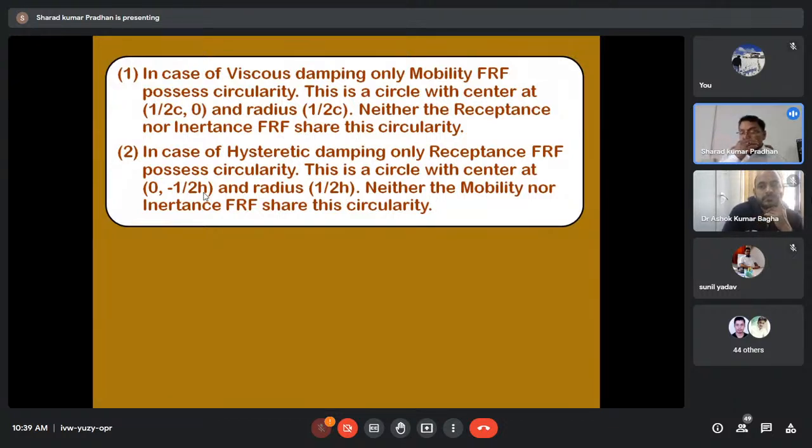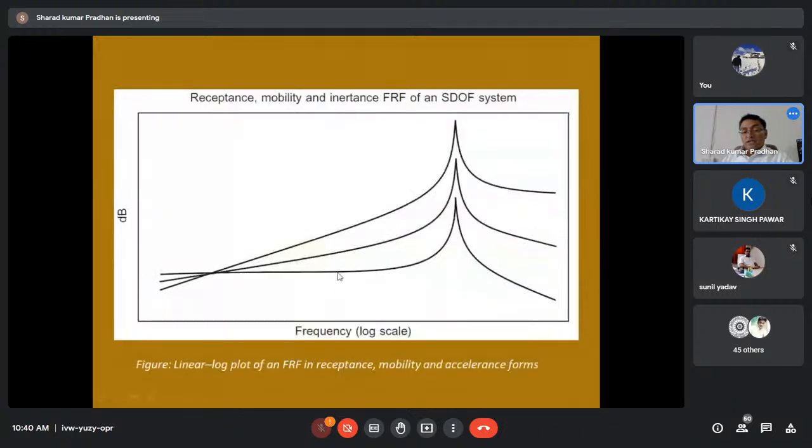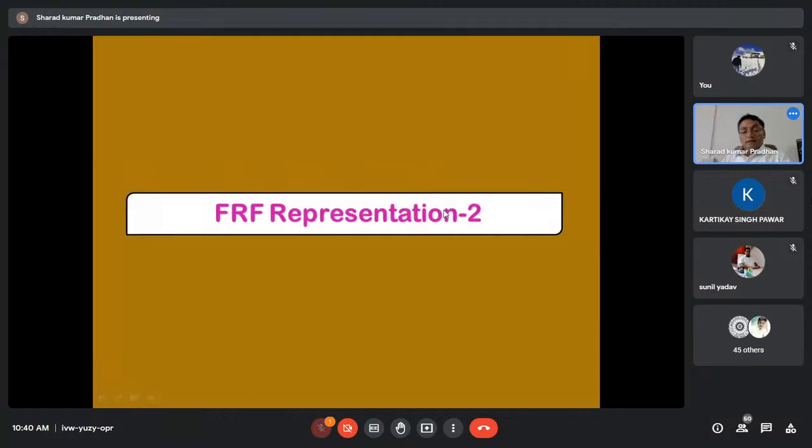So if you know the structural damping coefficient for a single degree of freedom system, you will be able to locate this circle or the FRF, particularly receptance FRF for hysteretic damping and mobility FRF for viscous damping. So these are different properties of FRFs. Otherwise, this is one way of representing them. This is another way of representing them. This is log-log. This is Nyquist.